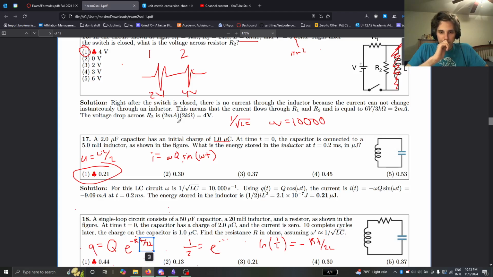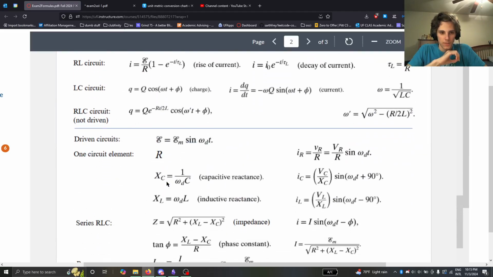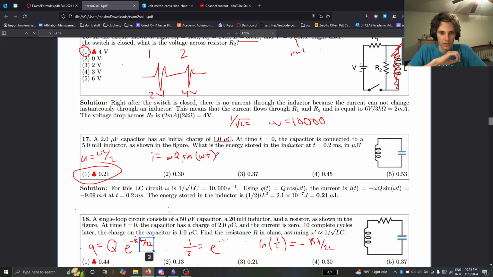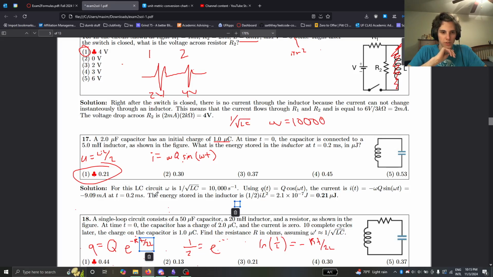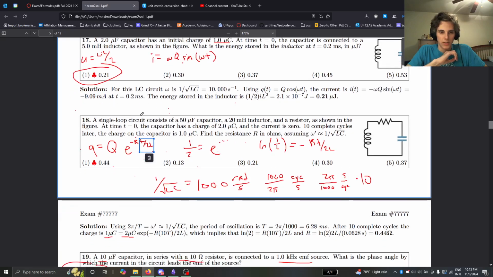Here, the energy stored in an inductor. This is just using, for an LC circuit here, a formula to determine the amount of current running through over time with an initial charge, which you can see is just this, and then using that current to solve for the energy stored in an inductor.